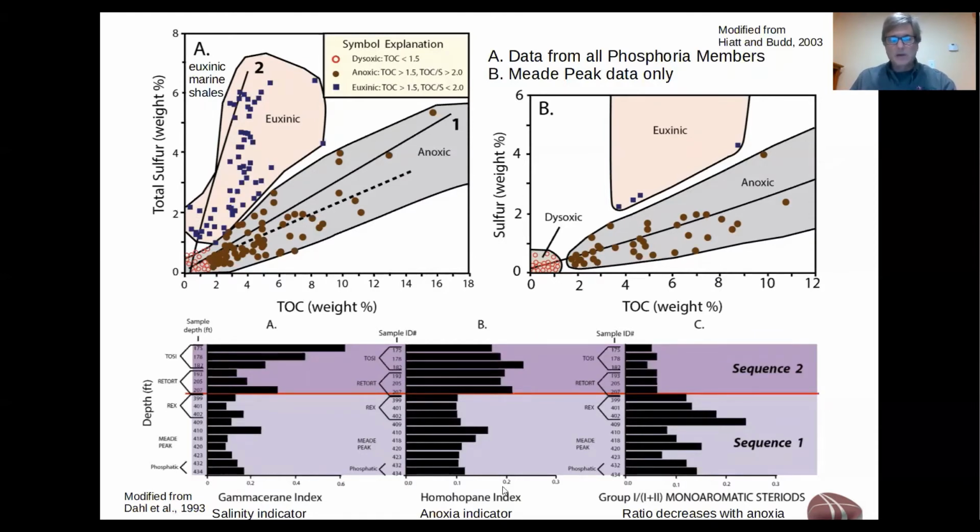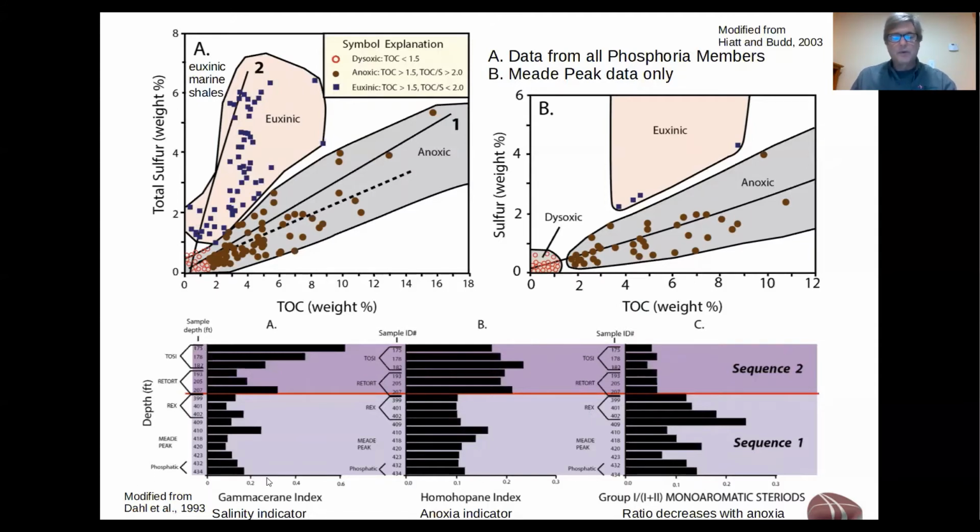Here are some other relevant data. These are biomarker data from Dahl et al. 1993, looking at rocks from the lower sequence, including the Mead Peak and the overlying chert called the Rex chert, and the upper sequence, sequence 2, which includes the retort as well as its overlying chert called the Tosi chert.